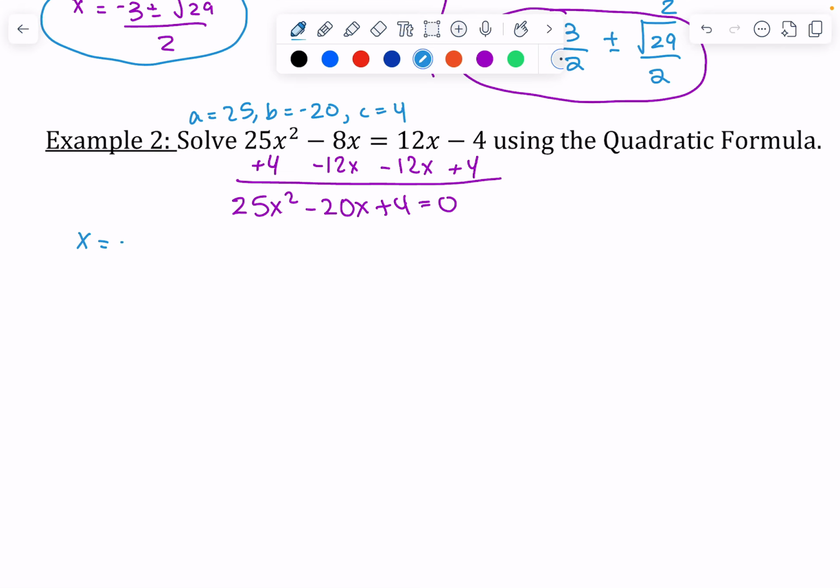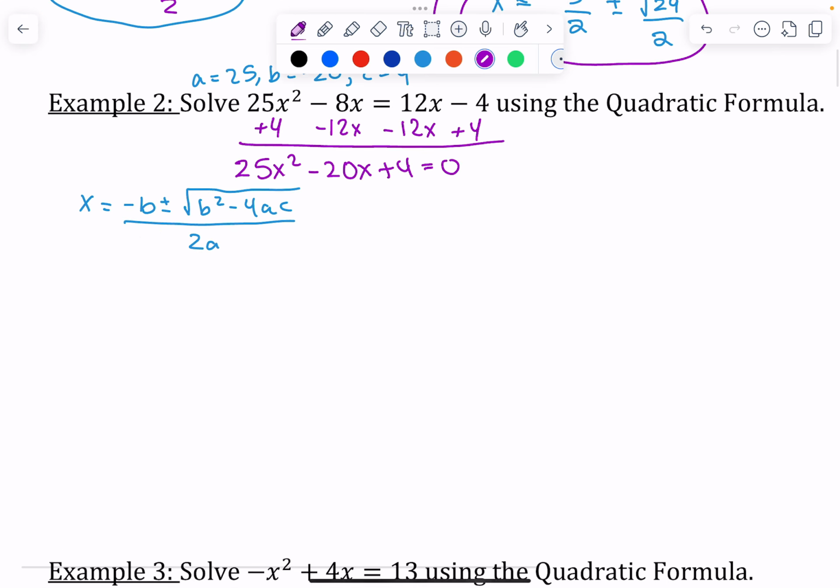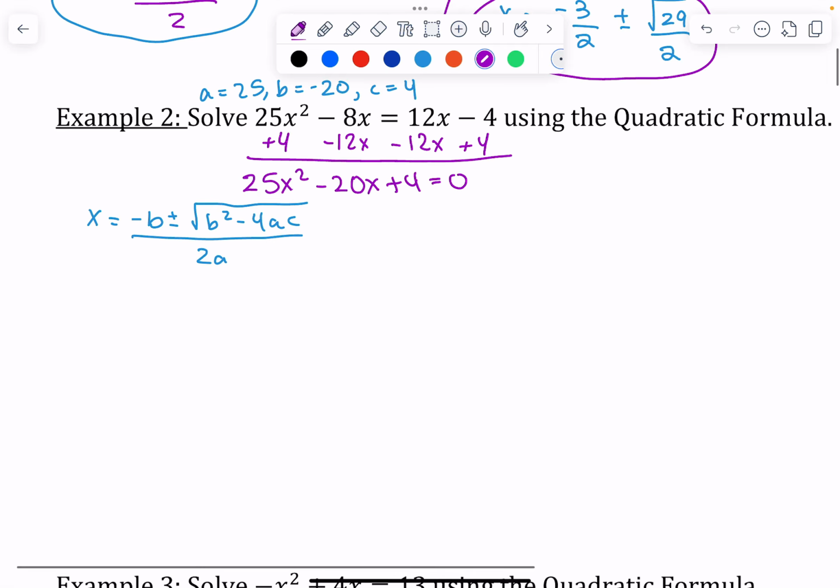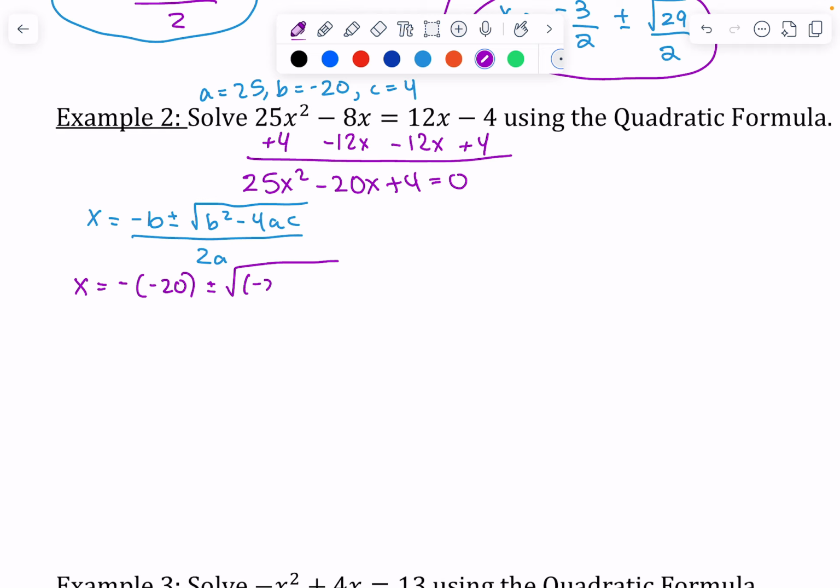Write the formula, negative b plus or minus the square root of b squared minus 4ac all over 2a, and begin plugging in. Now here, our b value is a negative 20, but the formula has a negative in front of the b. So that means we have negative 20 plus or minus the square root of negative 20 squared minus 4 times 25 times 4 all over 2 times 25.